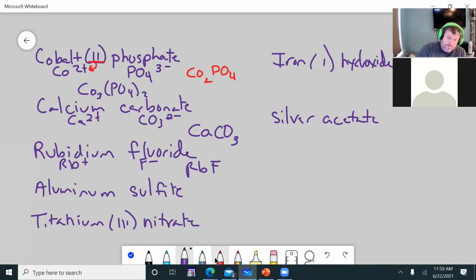Okay, aluminum sulfite. This is where you have to start asking yourself, am I talking about a polyatomic ion? Am I talking about the element? Which polyatomic ion am I talking about? So we've got aluminum, which is a 3+, sulfite, which is SO4. No, it's not. It's SO3 with a 2- charge. Flip-flop, I'll have 2 aluminums for every 3 sulfites. So it's Al2(SO3)3. Again, sometimes the double 3 freaks people out. Don't get freaked out.